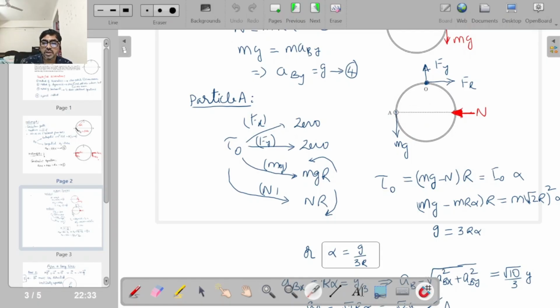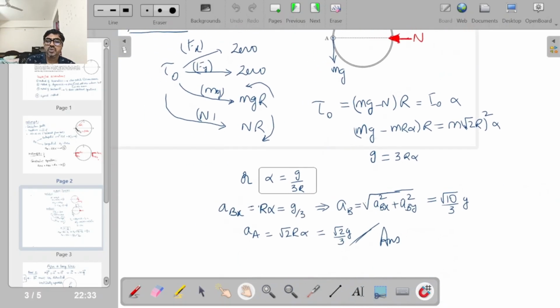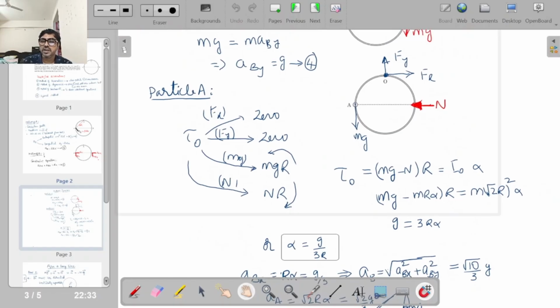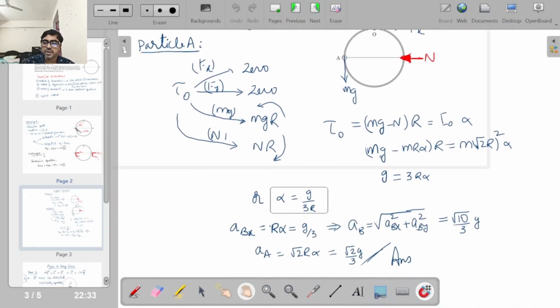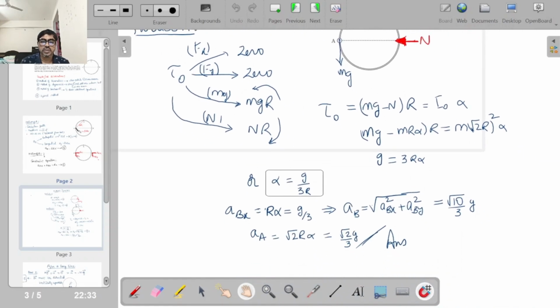So that way mgr you have, but it is trying to rotate in this direction. Normal reaction is like this and its perpendicular distance is this, so that is also going to be r. So the net torque we got is (mg minus N) into r, and that should be equal to I about O into alpha. Here the ring is anyway massless, only particle A we need to focus on, and particle A is at a distance root 2 r from O. If you substitute there, you will get g equal to 3r alpha, otherwise alpha equal to g by 3r. Very good. Now we got the sufficient equations.